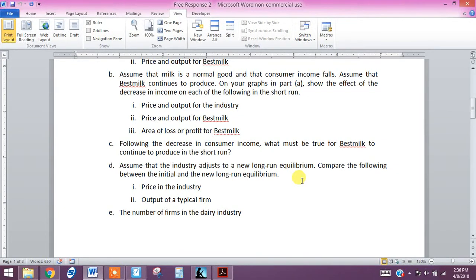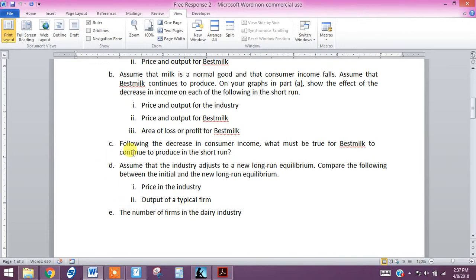We are continuing with question 1 or part 1 of free response 2, and we are on part C and D. And actually there's no part E. Part E should be actually part 3 of D right here, okay?